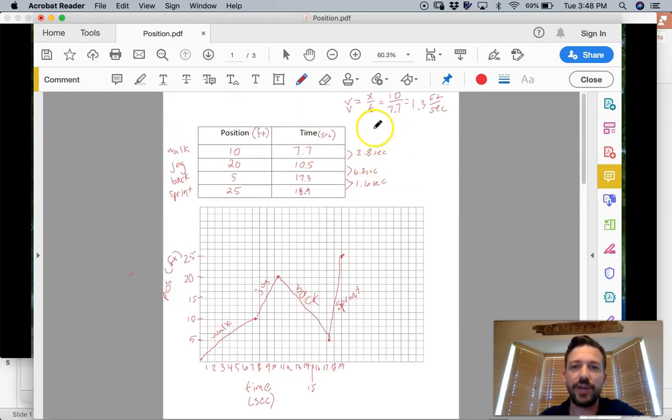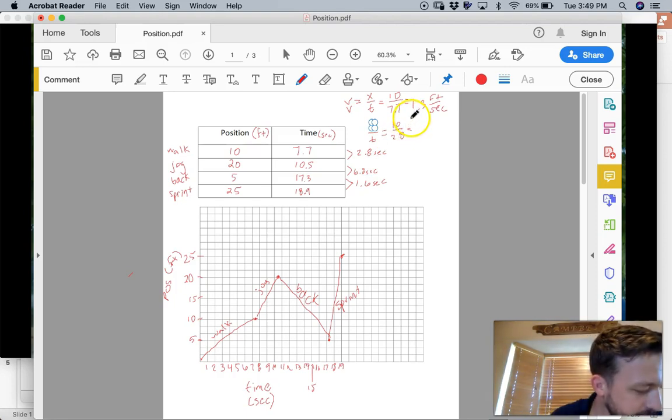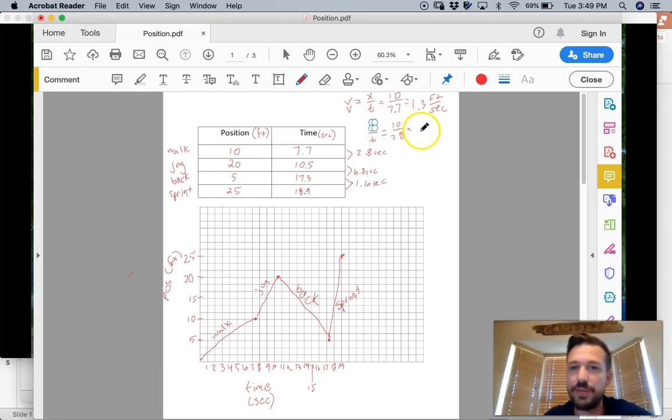Okay, I'm going to do each one of them. The next one, we got the jog. So it's distance over time, equals. That's supposed to be an x. Distance is, we went 10 feet when we were jogging, and we did that in 2.8 seconds. So 10 divided by 2.8 comes out to 3.6 feet per second.